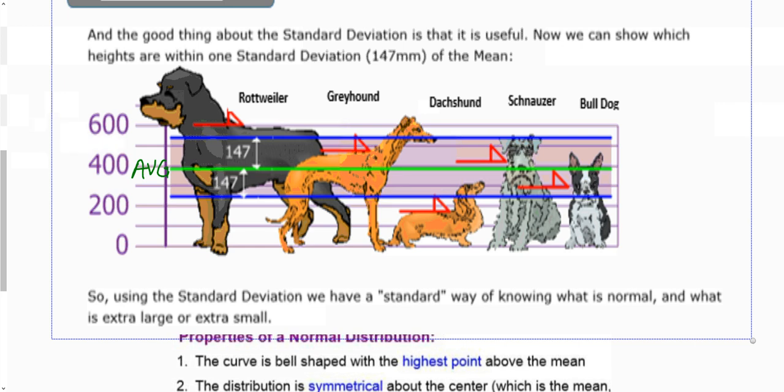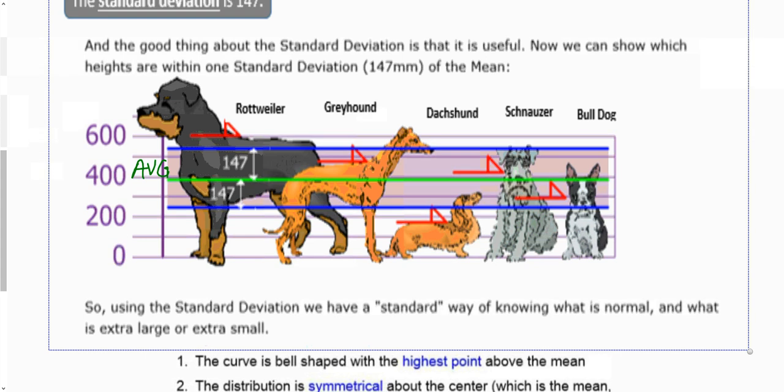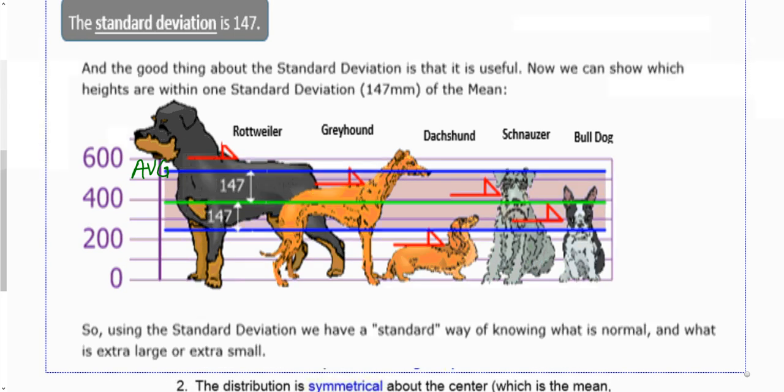So they calculated mathematically the heights of these dogs. They added them up and divided by 5 dogs. And they found that the average was, I think, like 397 or something like that. So remember I told you, we don't calculate the standard deviation in my class. They always tell it to you. So this is the standard deviation for these dogs. What that means is if you break this graph up into chunks and count by 147 each time, those are the chunks that give you those percents that you saw in the normal curve.